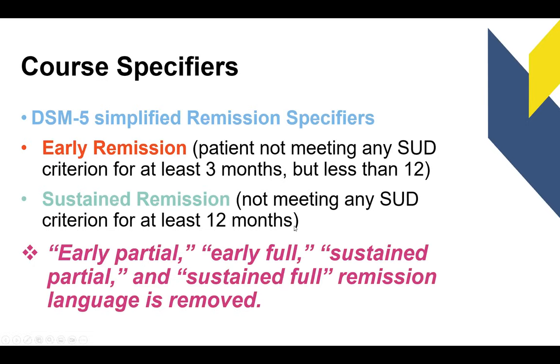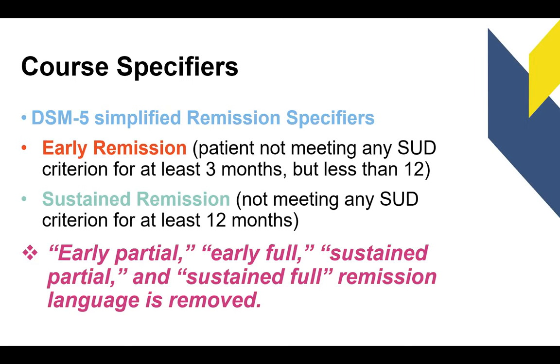So I want to look also at specifiers. I was really happy to see in 5, they really simplified this because I used to get these confused all the time. In 5, it's either you're in an early remission or a sustained remission. There's no partial or early full, it's just early or sustained. Early remission means that the patient is not meeting any of the substance use disorder criterion that they may have previously met for at least 3 months, but less than 12. If they are not meeting any of that substance use disorder criterion for 12 months or more, then we would say they are in a sustained remission.